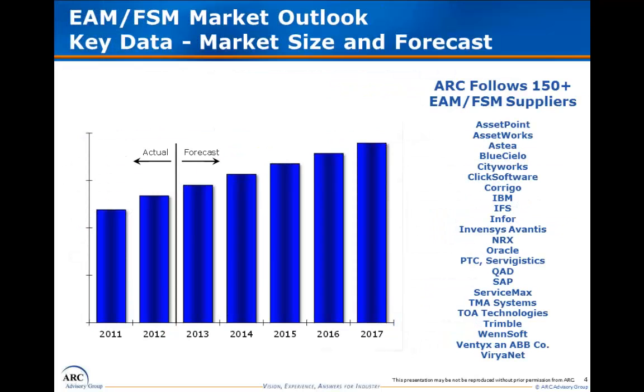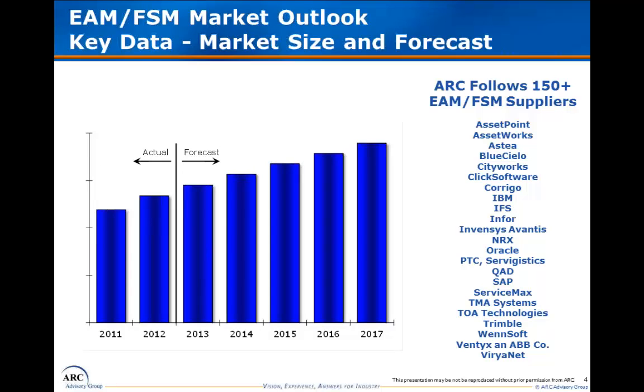Now, ARC follows well over 150 companies globally. We have offices in Europe, China, India, Japan, and of course in North America, where we have local people who can help us with our research and identifying companies in the EAM, FSM market segments. Our China office recently has been very helpful in identifying companies that are only in the local language and helping us assess those revenues as part of this market size and analysis.